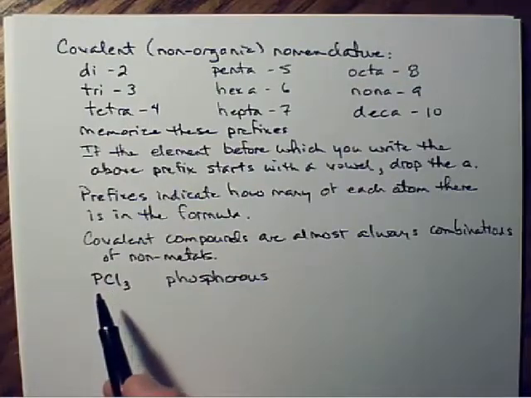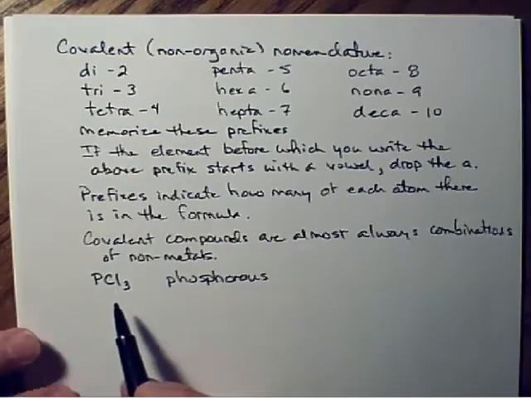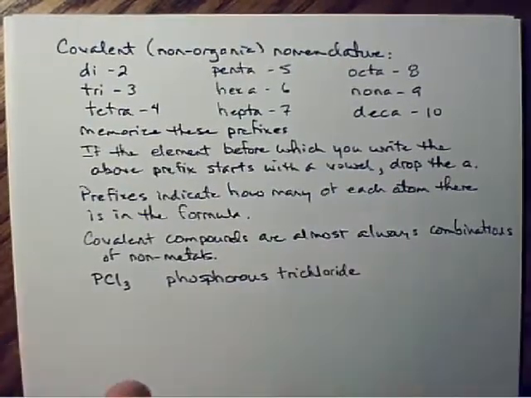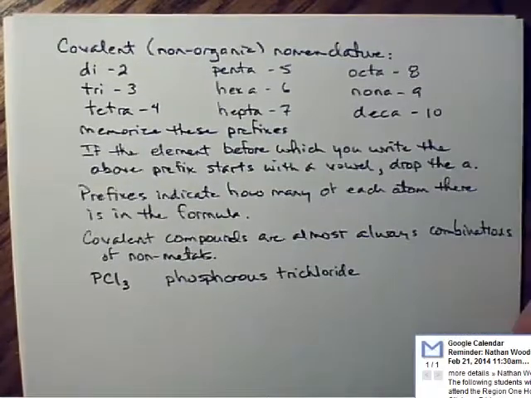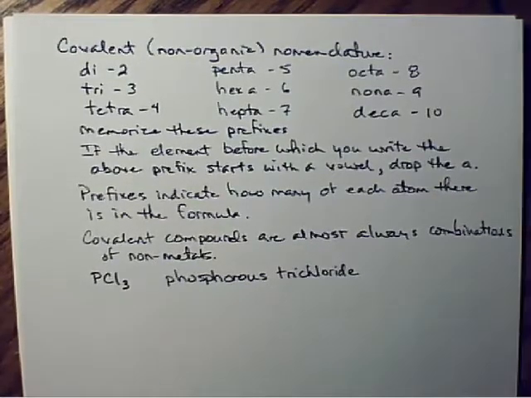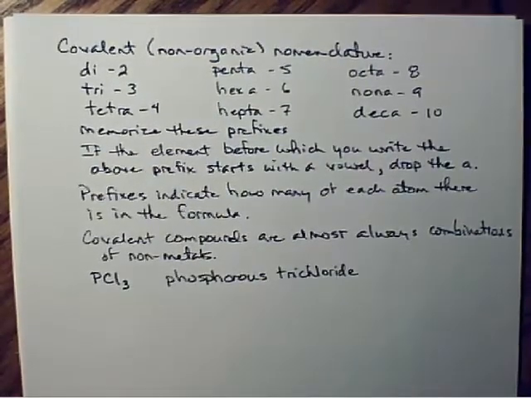Okay, so Cl is chlorine, and this becomes chloride because it's the second element in a binary compound. In a binary compound, the second element always has an IDE ending. Well, that doesn't apply to acids, but we'll get to acids later. Okay? So the IDE ending applies to negatively charged monoatomic ions every time, and it applies to the second element in a binary covalent compound.